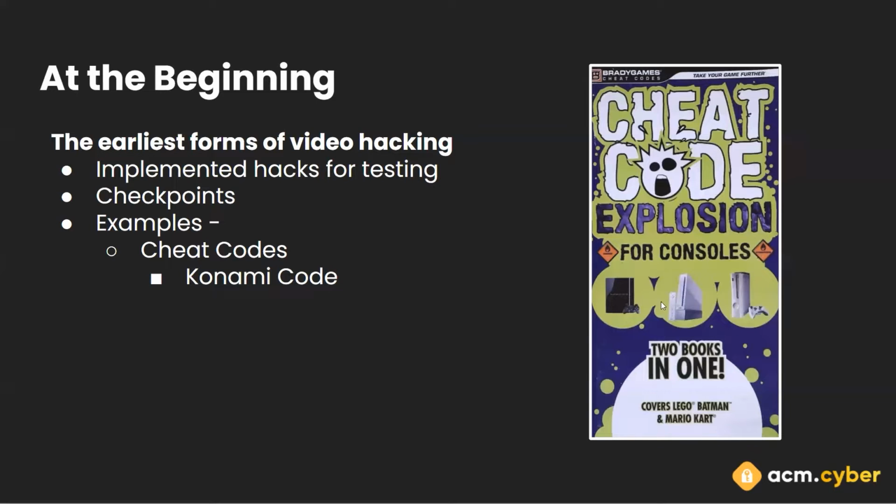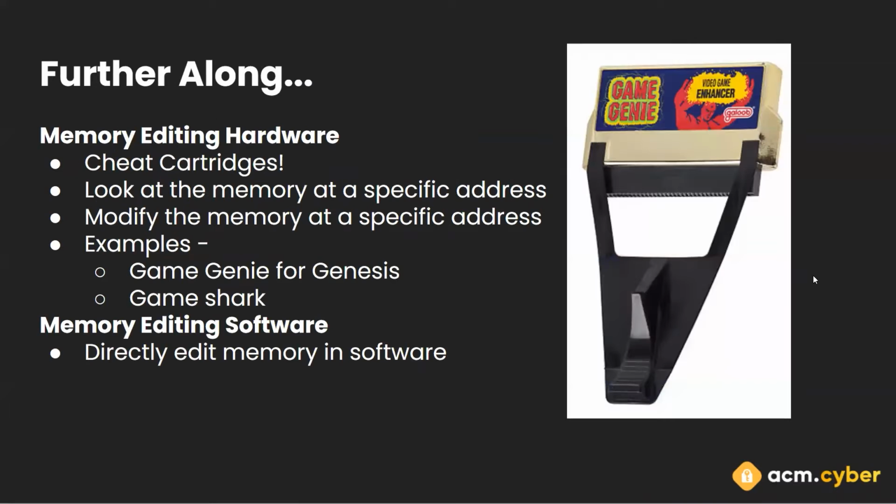Next slide. After these cheat codes were put into video games, people started creating specific hardware to allow people to cheat games. This is an example of cheat cartridges. You would plug this into a device like a Sega Genesis or NES, and you could look at the memory at a specific address and modify the memory at that address.